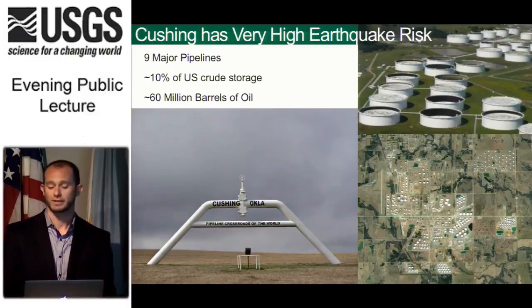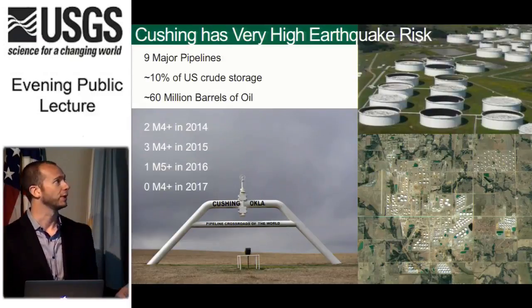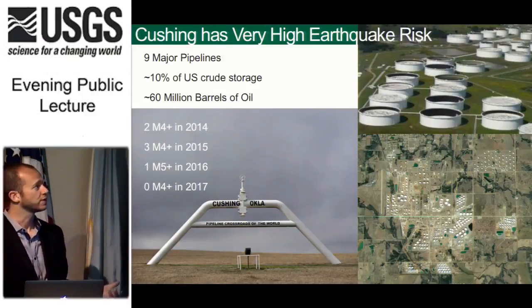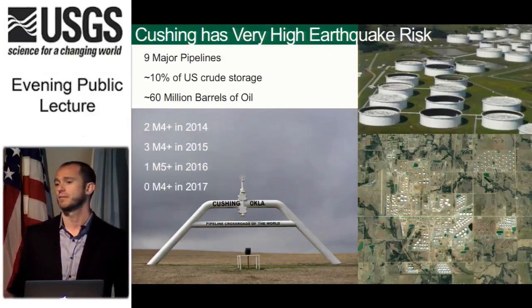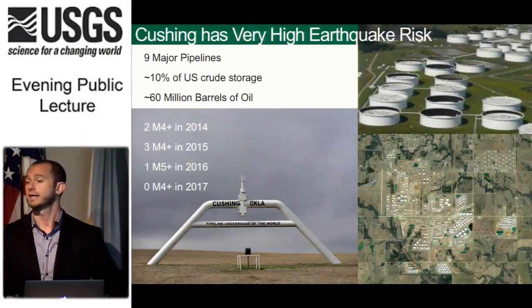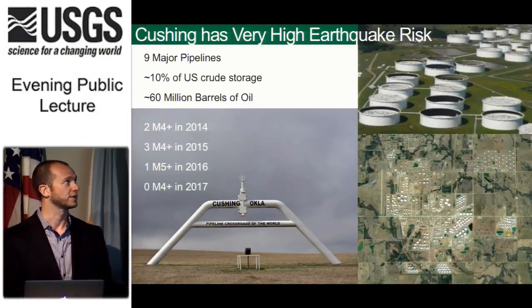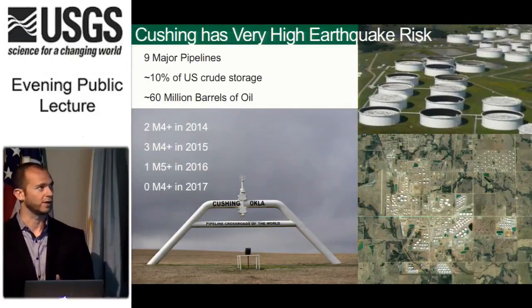So Cushing, as you can see, is a very important place, and it has experienced a lot of earthquakes. We were fortunate last year not to see any magnitude 4s in the area, but as I mentioned, there was a magnitude 5 in 2016 and a few magnitude 4s in 2014 and 2015 as well.